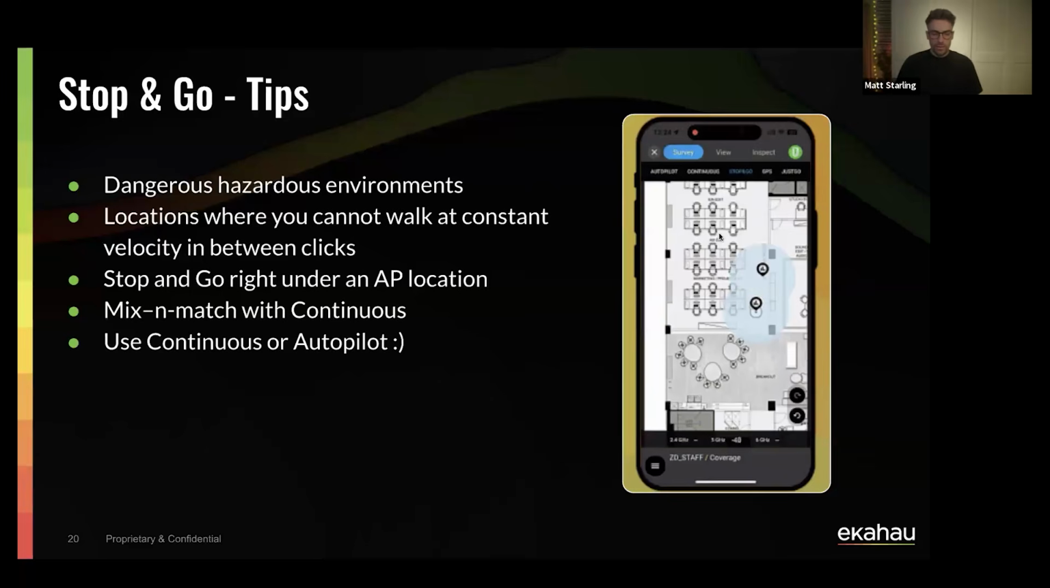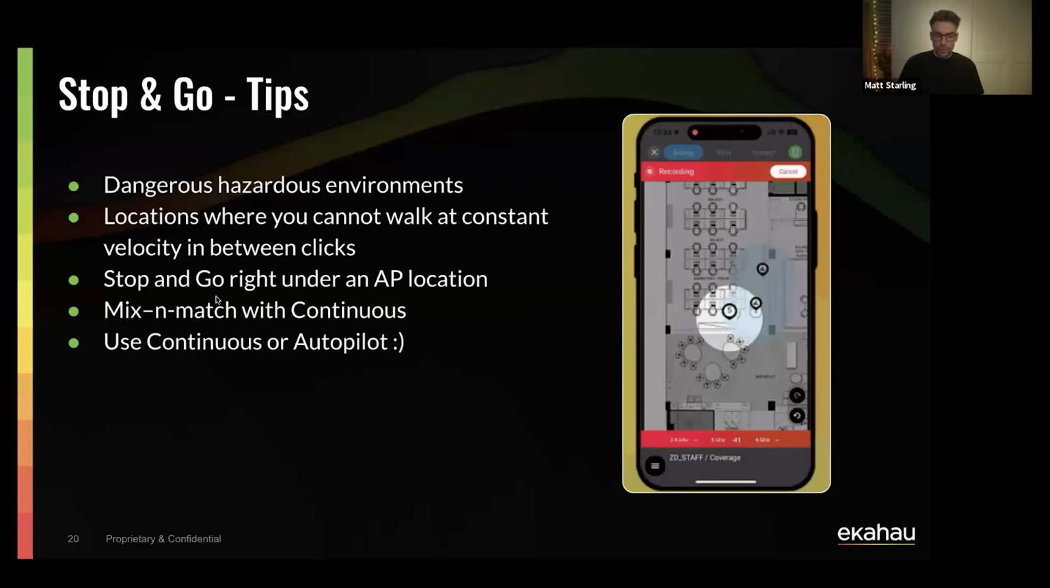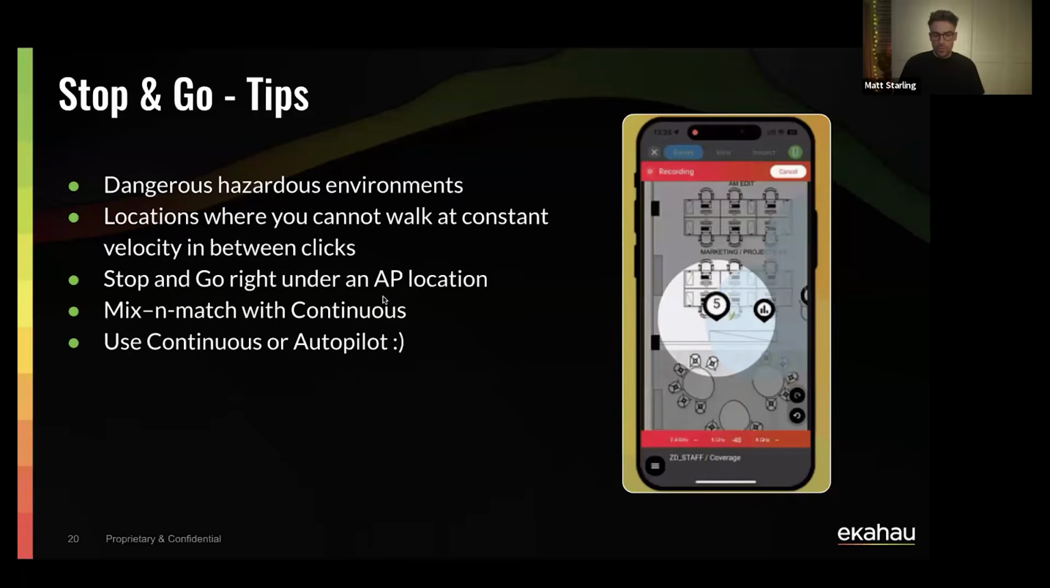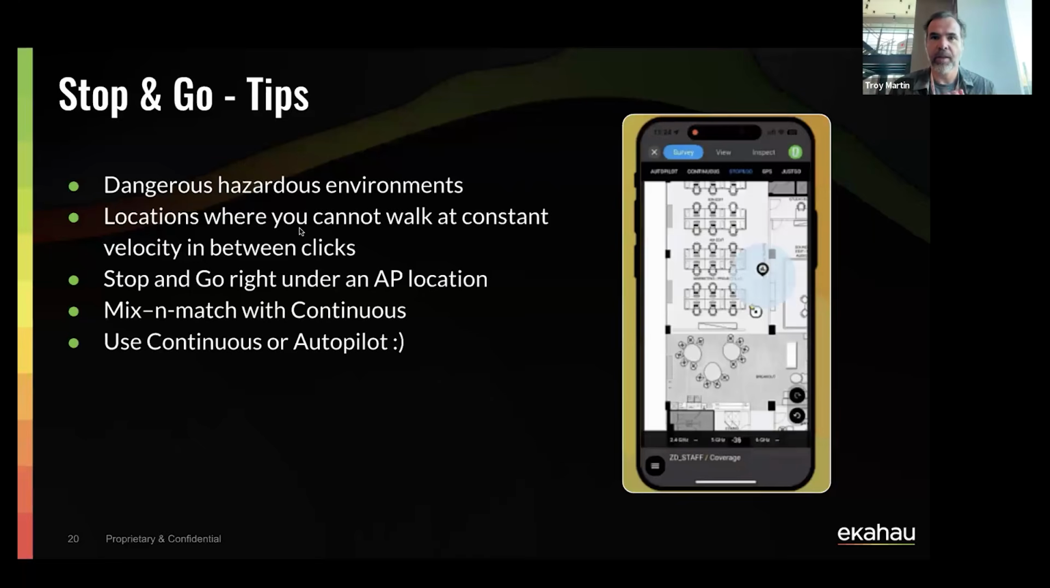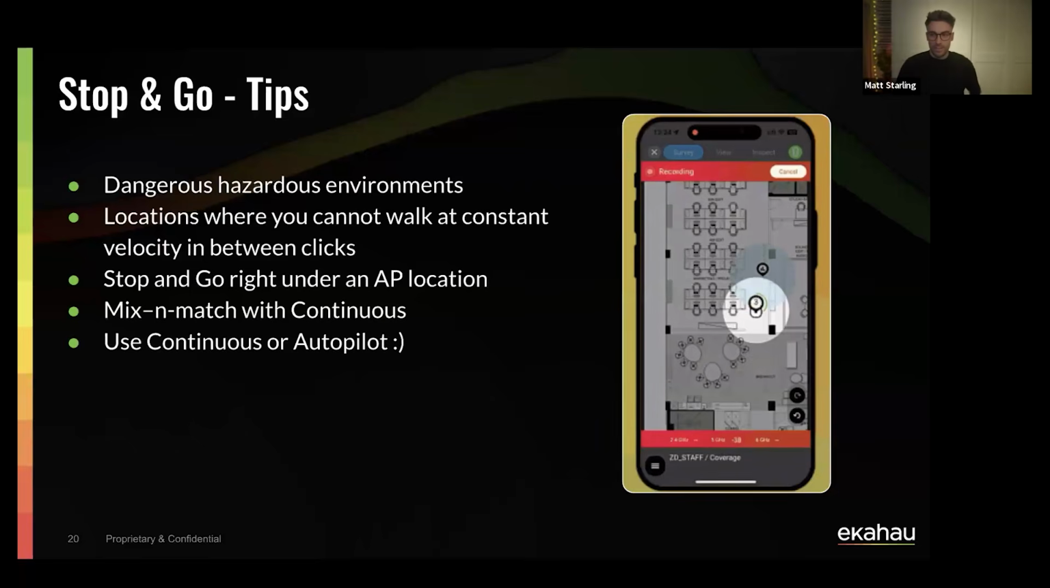I don't know if I missed it or not, but I don't know if you mentioned this one, Troy, about the use case of doing the stop and go right underneath an AP location. So maybe you can just explain that quickly.